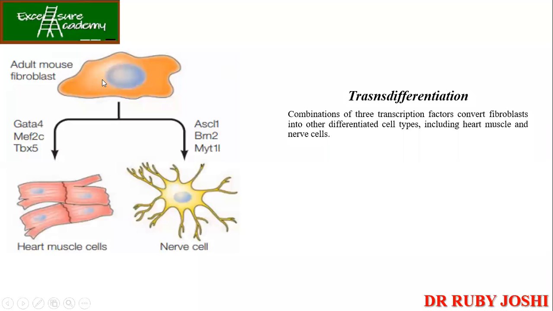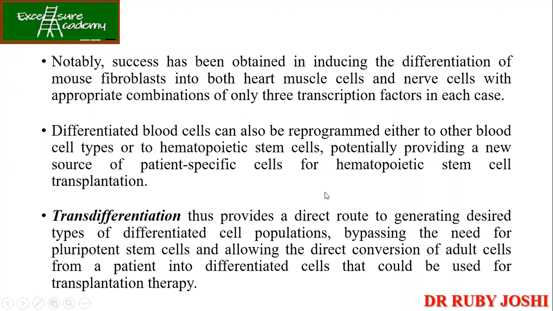For example, you have taken the fibroblast. Now, if you activate the transcription factors like GATA4, MEF2, TBX5, then this fibroblast will get converted to heart muscle cells. If you activate these transcription factors, ASCL1, BRN2, MYT1L, then it will get converted into nerve cells. So this is the meaning of transdifferentiation. So some success has been achieved here.